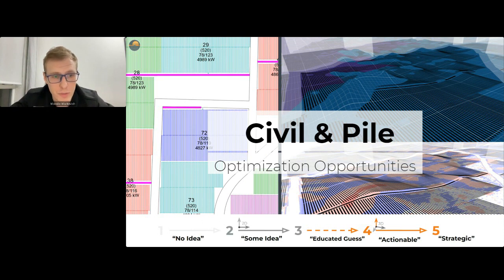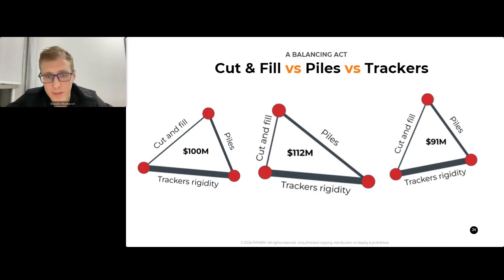So it's time to get our feet wet. Let's connect the dots for our rock trio that occupies quite a large part of the capital cost Ben was talking about a couple of minutes ago. This is cut fill, this is piles, and this is trackers. Those rock band members work together. They are all interconnected. So let's imagine this situation.